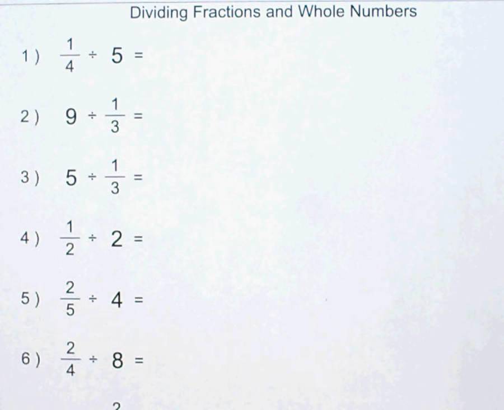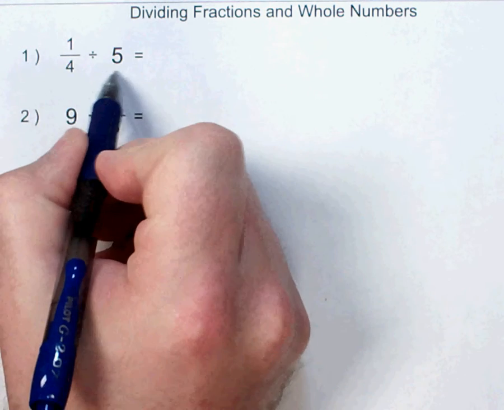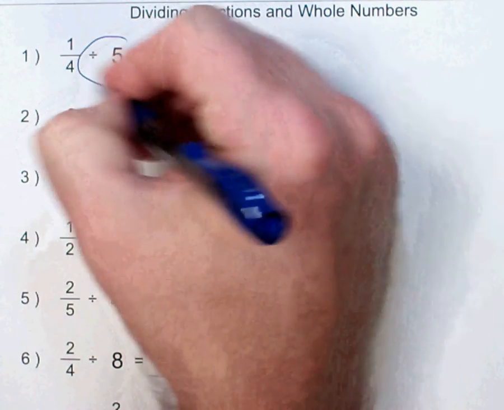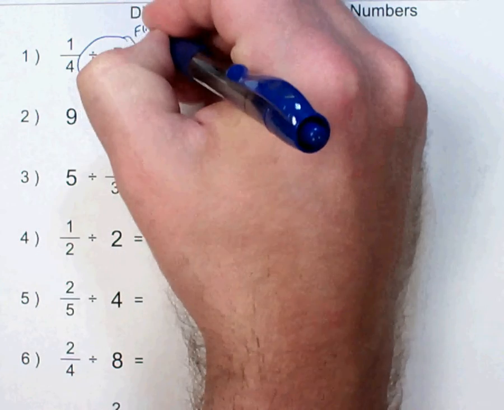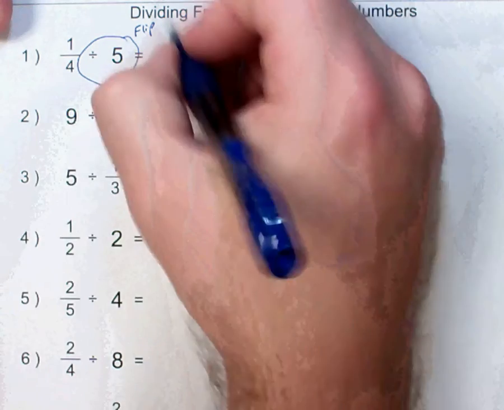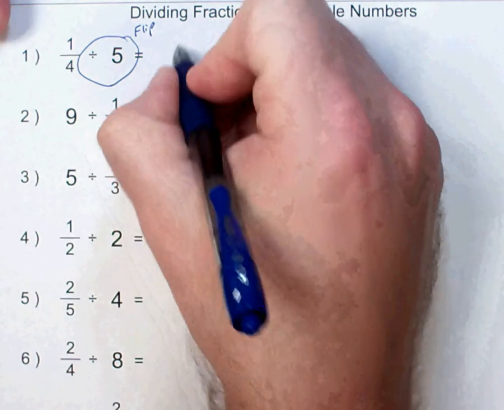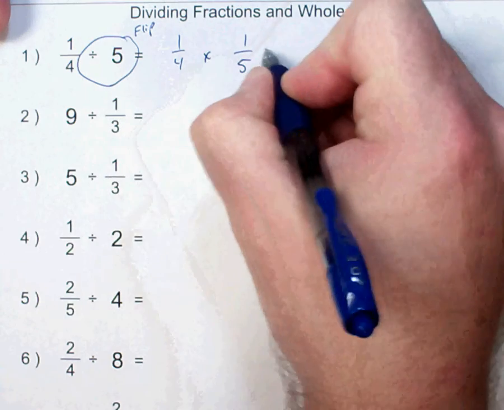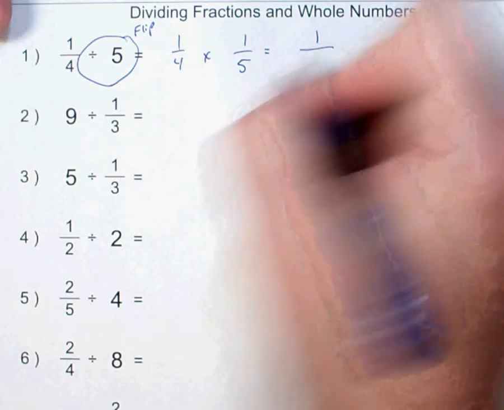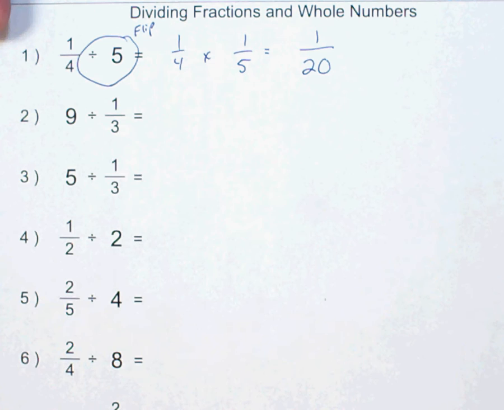Alright, so on each of these, the thing we need to remember is when we're dividing with fractions, whatever number we're dividing by, we're going to flip, or invert, that number. So when we're dividing, and only when we're dividing, are we going to flip this. So my 5 becomes 1/5. Rewrite my 1/4, and now I'm going to multiply across. 1 times 1 gives me 1, 4 times 5 gives me 20, and so my answer is 1/20th.